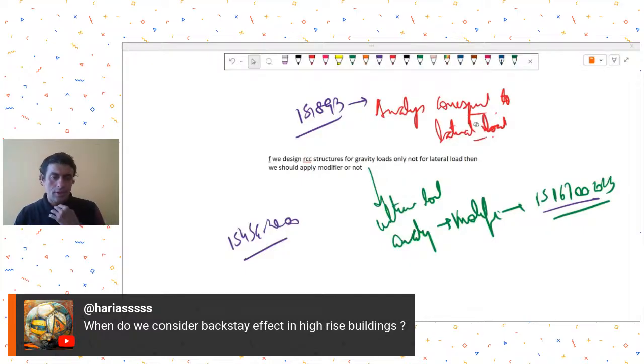Okay. Next question is from Engineer Rishabh Thakre. He is asking about the checks for torsion irregularity. We already covered this. Then we have a question from Engineer Dev Pratap Solanki. He's a working professional from Indore, and he is asking.